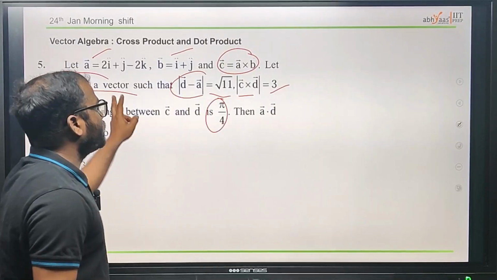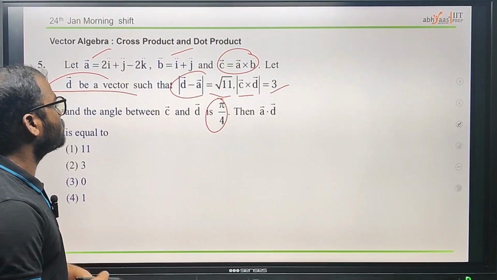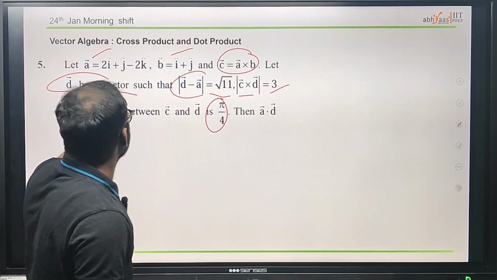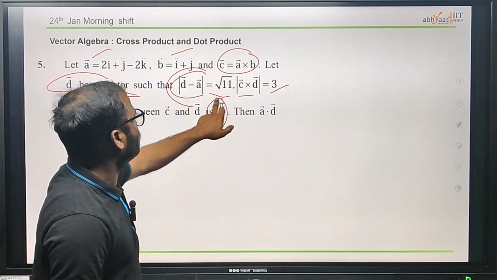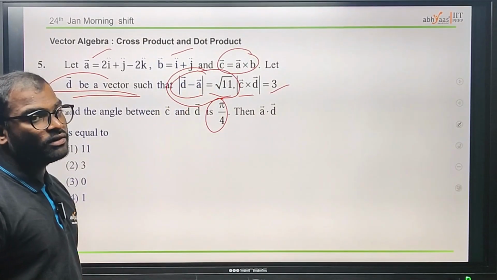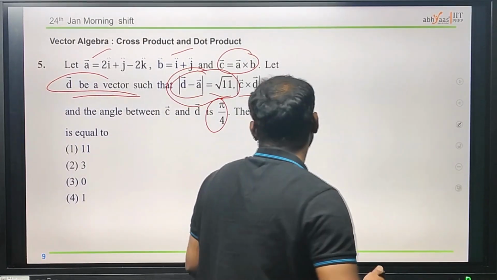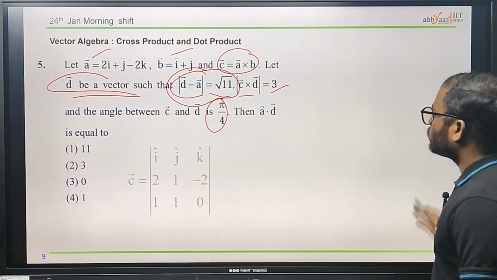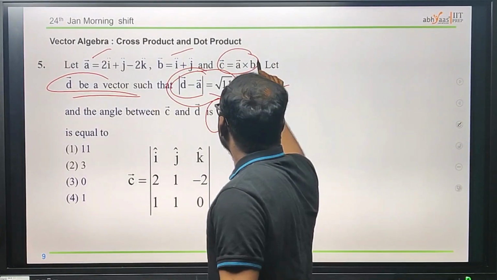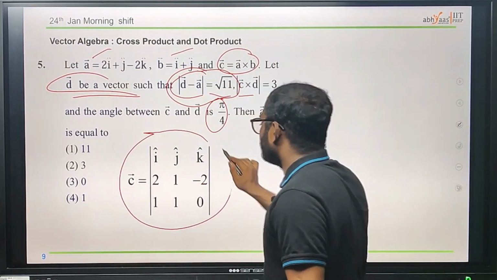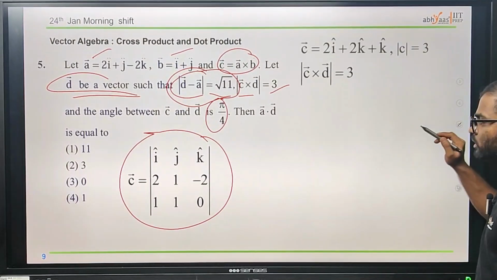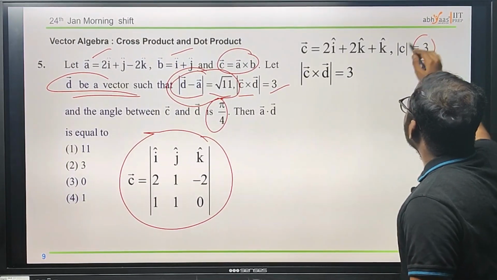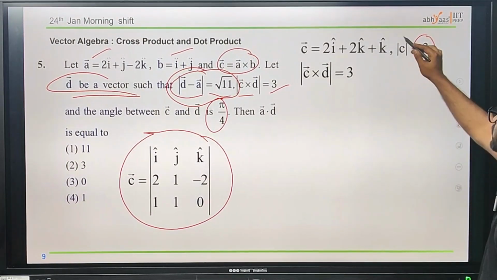They have given two vectors and C as a product, and also D is a vector like this one. In order to do that, we need to assume one D vector here. Firstly we need to check A cross B. After doing the determinant of that, we will get 3. This is the magnitude of that one.